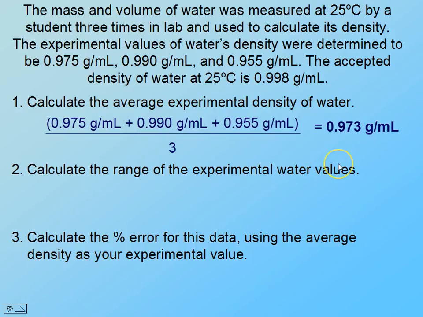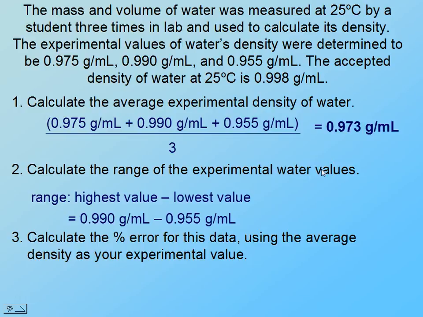Our range would be the highest minus the lowest values. So we take the highest value, which is 0.990, and we subtract away from it the 0.955, and we get a difference of 0.035. Again, 3 decimal places because they both had 3 decimal places in the values that we were subtracting from one another. We do want to keep the same units, grams per milliliter.